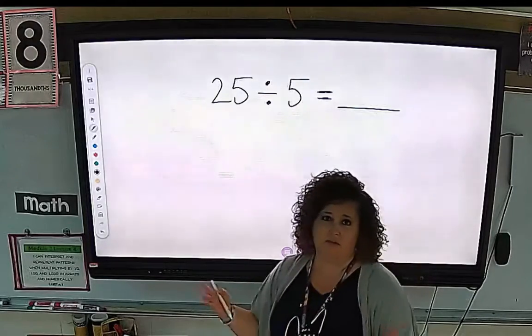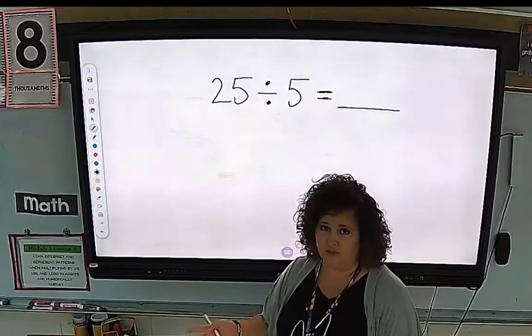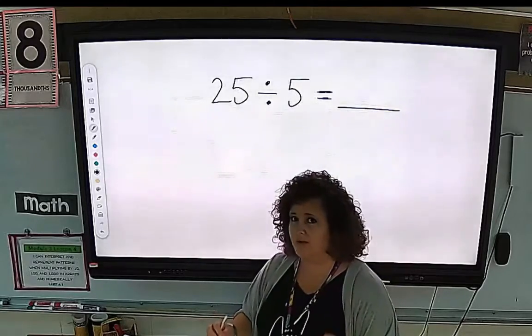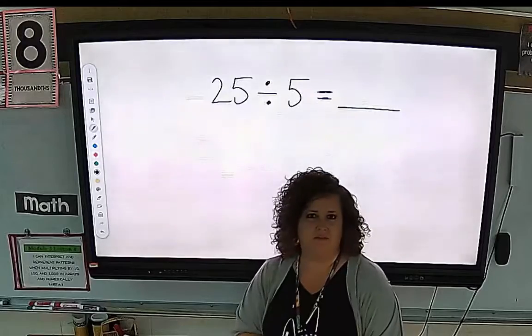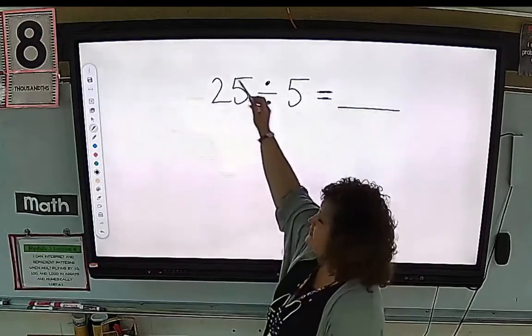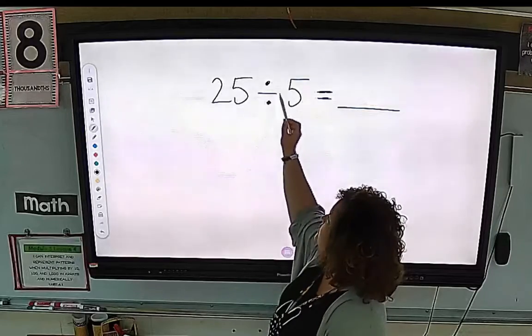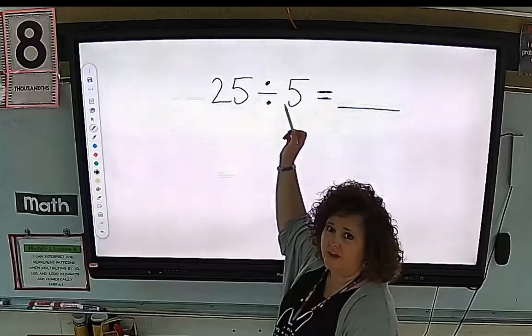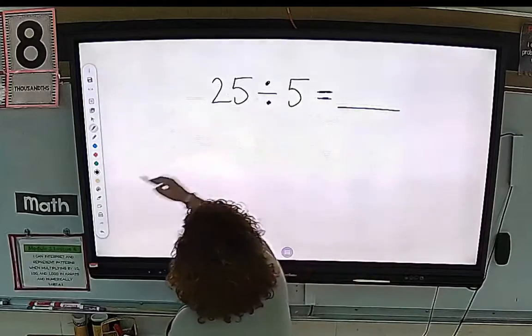One of the most basic ways to do division is to make groups, equal groups. Make sure you hear that word equal. The groups have to be the same size. Okay, so what we have is 25, and we're going to divide that by 5. We're going to put it into 5 equal groups.